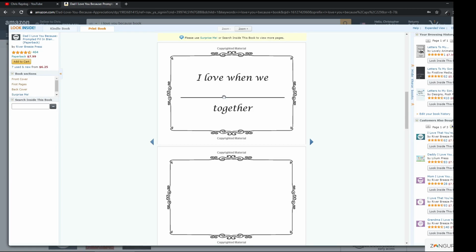Okay, so they've done prompted things here like I love when we, and then the child, whoever, the son or the daughter, goes ahead and just puts in the answer here. So it's very simple. You can design this yourself. Again, you can do it in Canva. You can outsource it. I'd recommend outsourcing, obviously, because it's super cheap and you don't have to do it yourself.